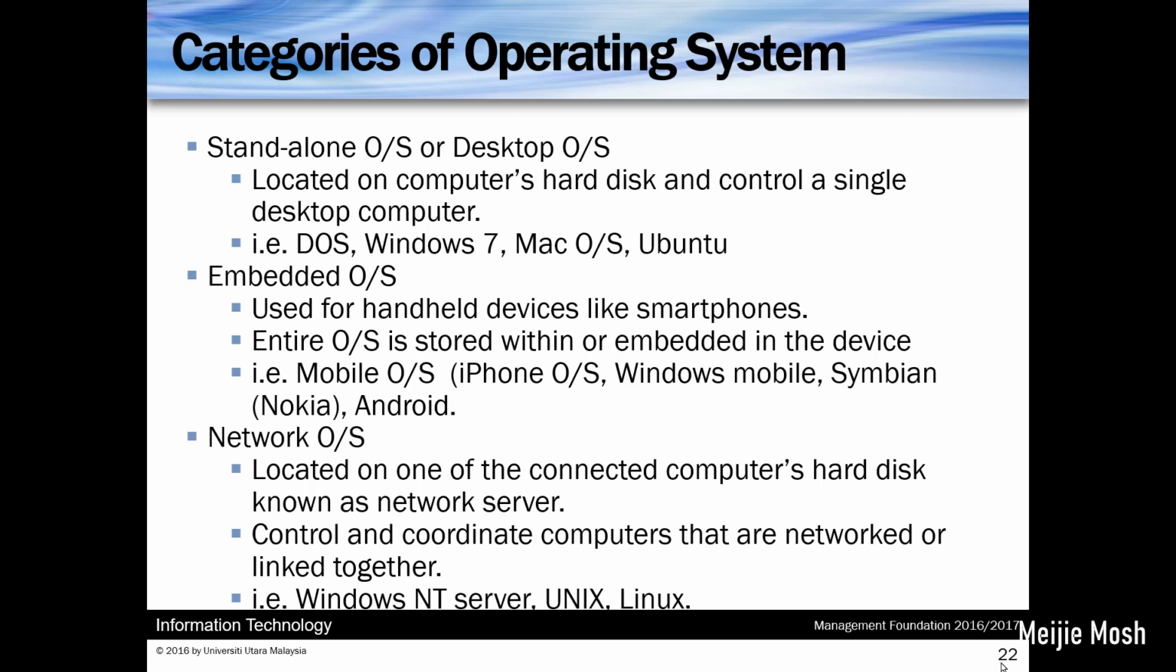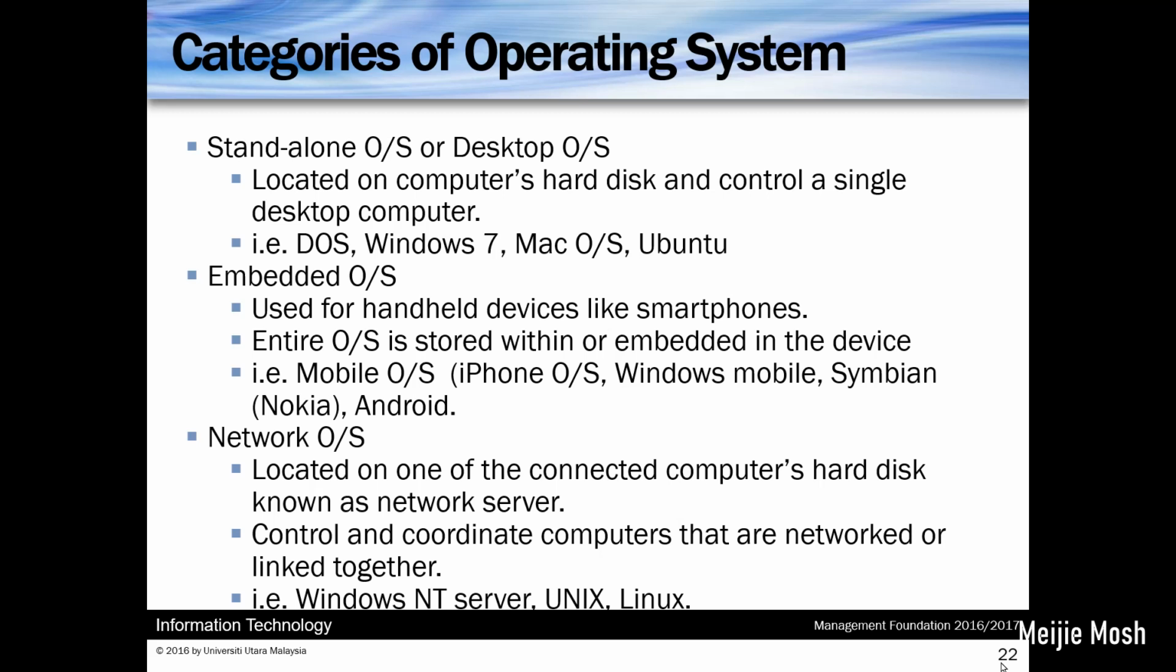For embedded operating system or mobile operating system, the entire operating system is stored within, or embedded in, handheld devices like smartphones. So the examples of embedded operating system are iPhone operating system, Windows Mobile, Symbian operating system, which is used in Nokia phones, and Android.